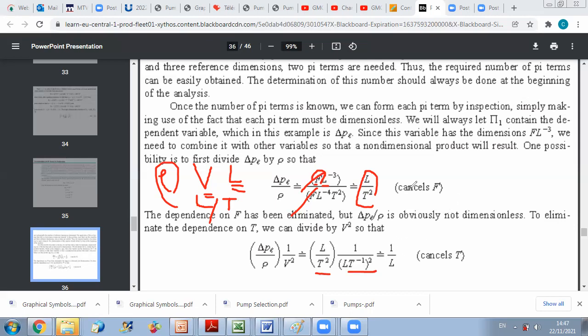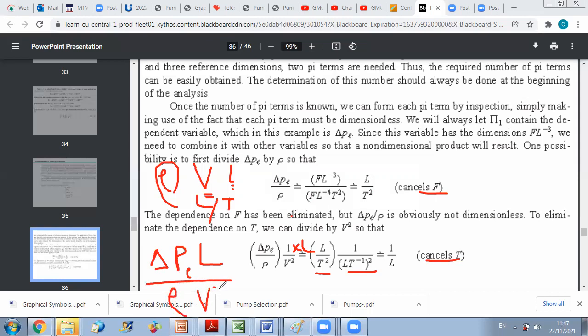So until now I canceled F, I canceled T. I still have to cancel L, which is very simple to do here. This term is 1 over L, I just have to multiply it by L. So the final result of my group: I first divided by rho, so delta P over rho, then divided by V square, then multiplied by L. So my group will be delta P per unit length times L over rho V square. Okay, so this is my group.